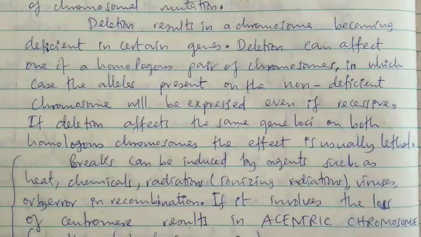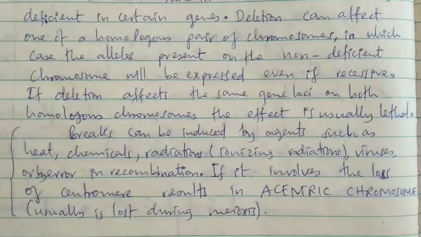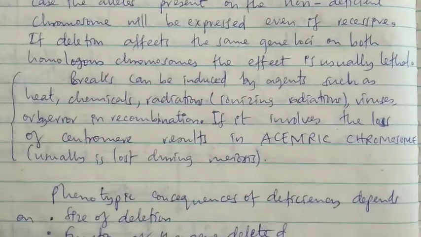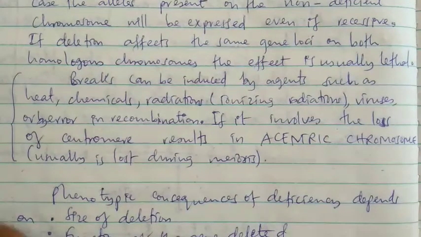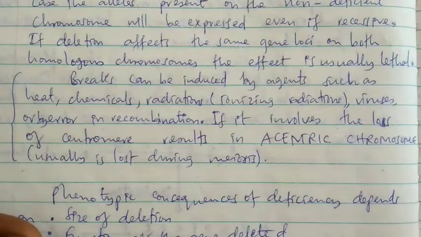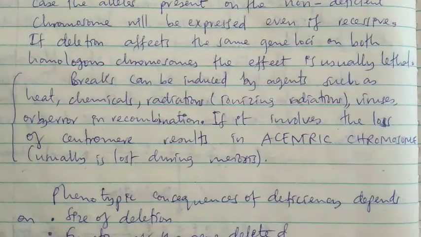Deletion can affect one of a homologous pair of chromosomes, in which case the allele present on the non-deficient chromosome will be expressed even if recessive. So if we cut genes on one chromosome and delete them, the genes on the other homologous chromosome must be expressed even if they are recessive. If deletion affects the same gene loci on both homologous chromosomes, the effect is usually lethal. So if deletion removes a gene on both homologous chromosomes, the organism will certainly die.